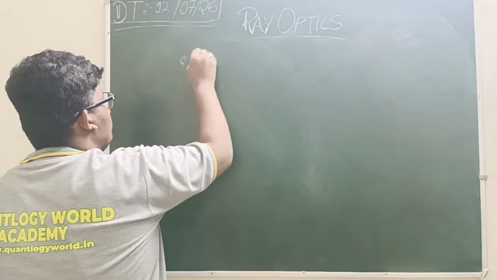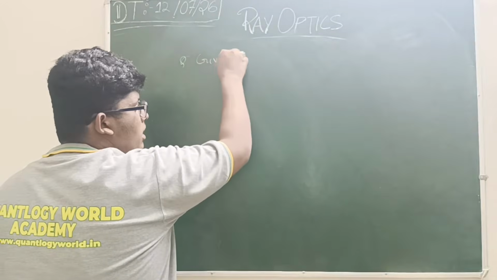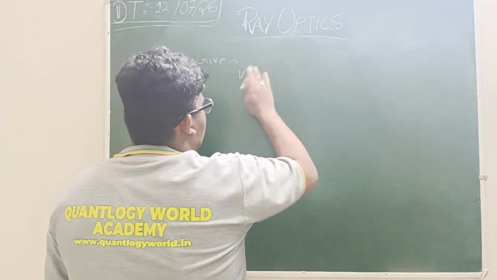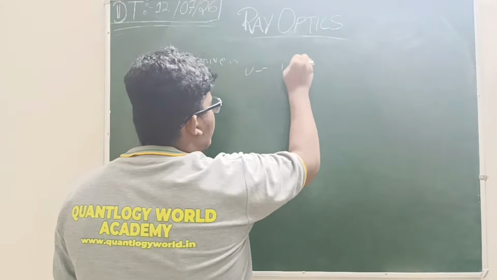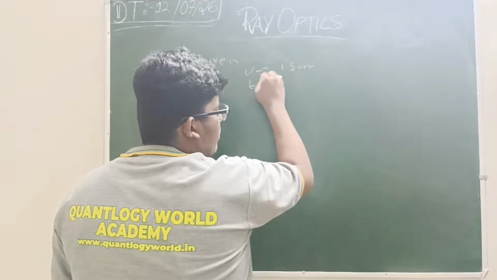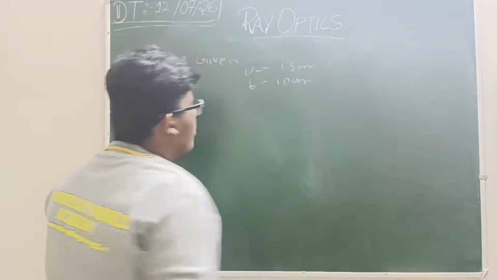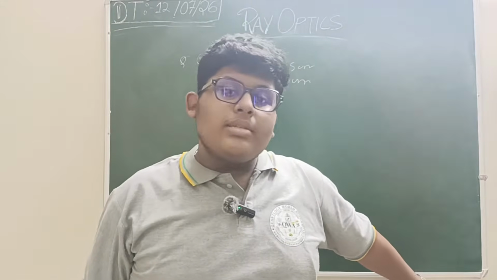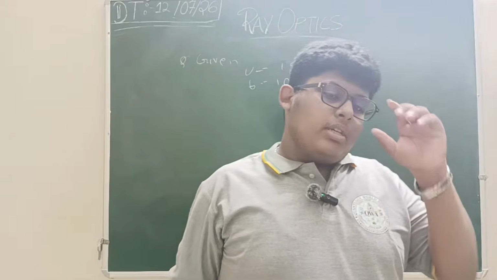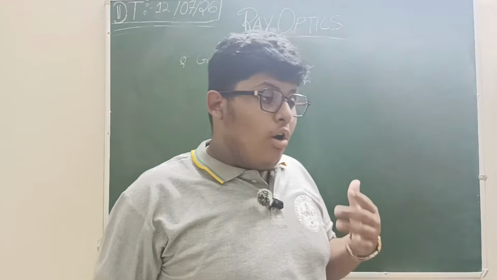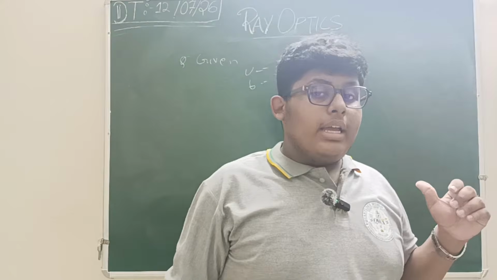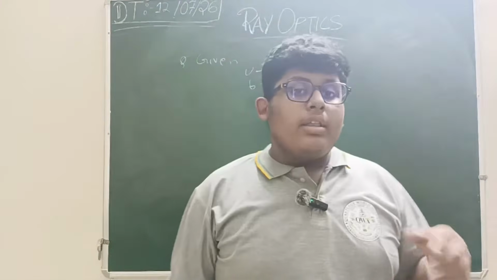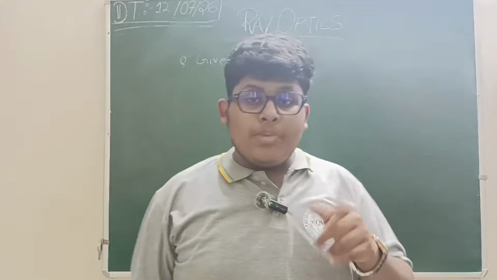Next question. Given u equal to 15 centimeter, f equal to 10 centimeter. We have to find the magnification. As in the last class we studied, the formula of magnification is m equal to minus v by u or hi by ho. But here height of the image and height of the object is not given, so we have to find the magnification by the formula minus v by u.